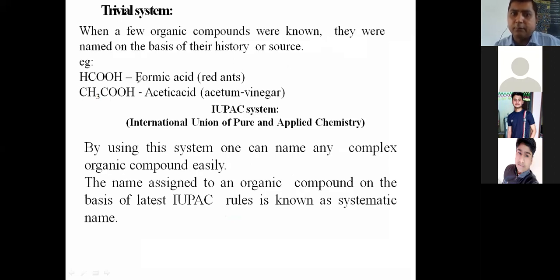So this is the trivial system, for example formic acid and acetic acid. As such, they are accepted by the IUPAC. Formic acid was discovered from ants. I think everyone knows ants. Red ants basically contain formic acid.